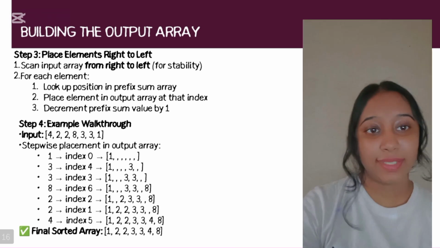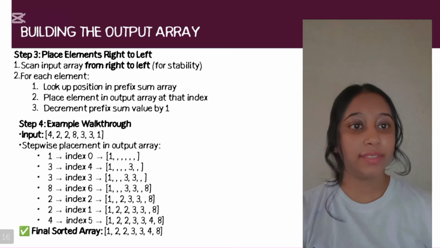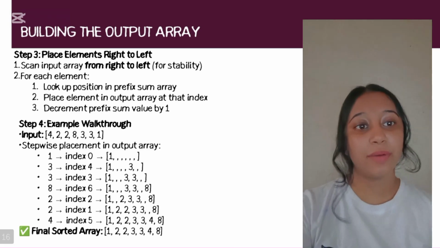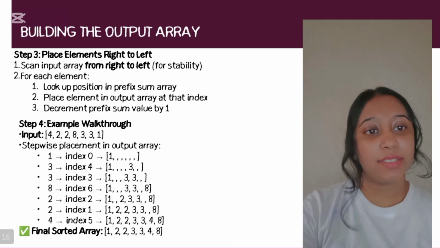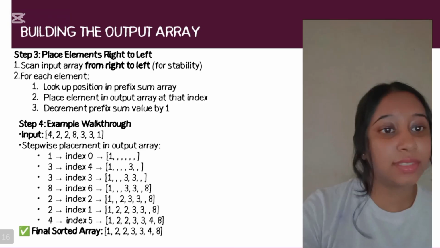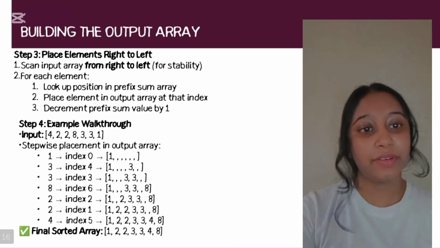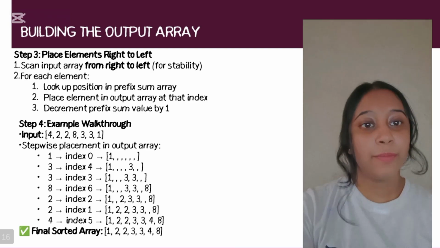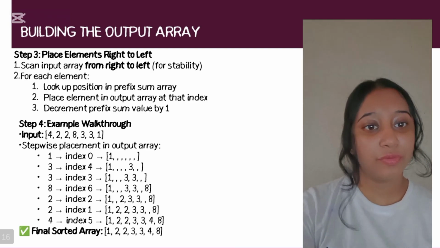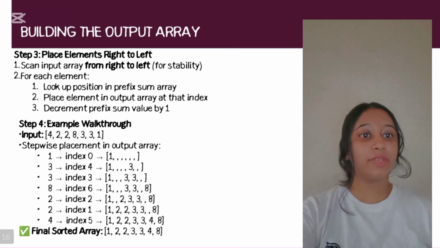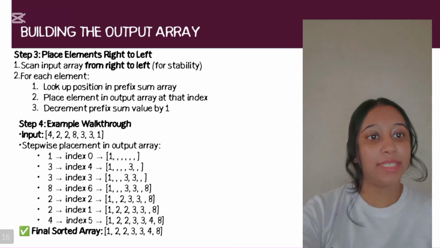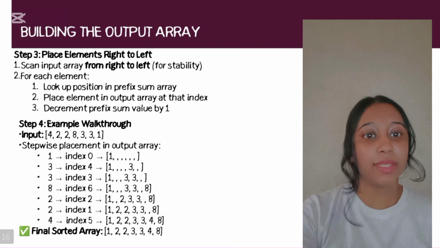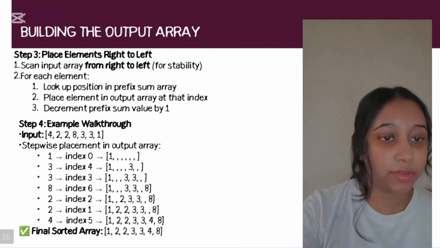The input array is 4, 2, 2, 8, 3, 3, 1. Element 1, prefix sum 1, placed at index 0. Output array 1. Decrease prefix sum of 1 to 0. Element 3 is the rightmost 3. Prefix sum 5, placed at index 4. Decrease prefix sum of 3 to 4. Element 3, the left 3. Prefix sum 4, placed at index 3. Then decrease prefix sum of 3 to 3.